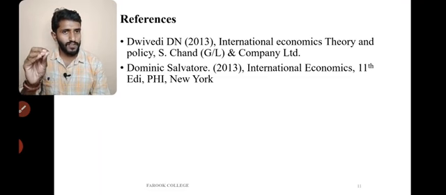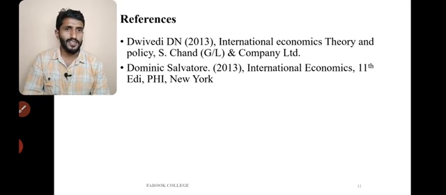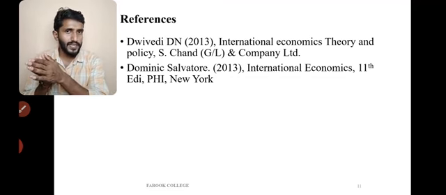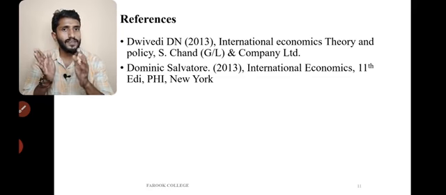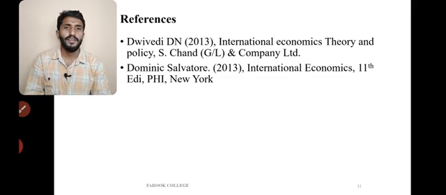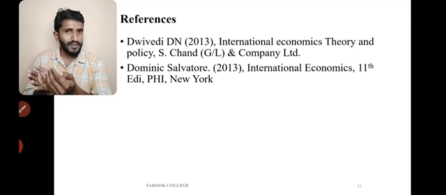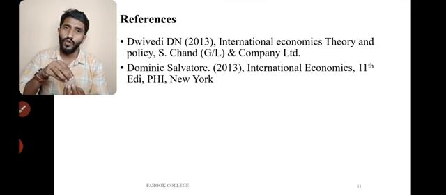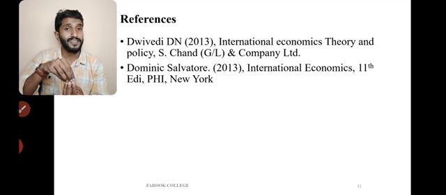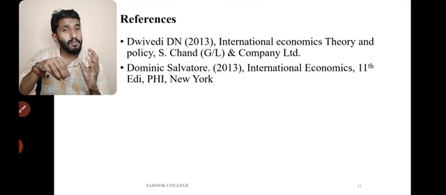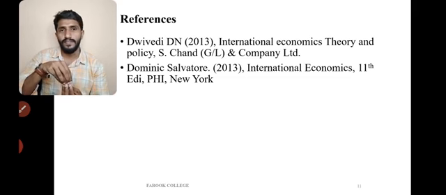For reference, you can follow two books. Firstly, Dean, then secondly, Dominick Salvatore. I hope this concept is very clear. Let me brief you. This is not a theory, but it is a concept or policy, we can say. It is also connected with colonialism. Or else we can say that it is a theoretical background for colonialism.